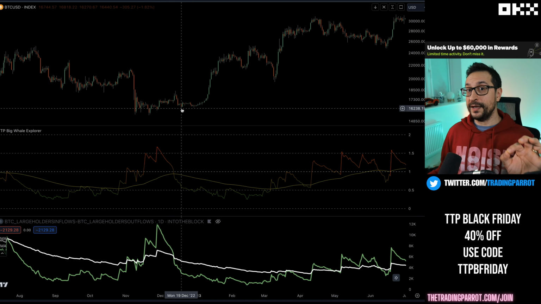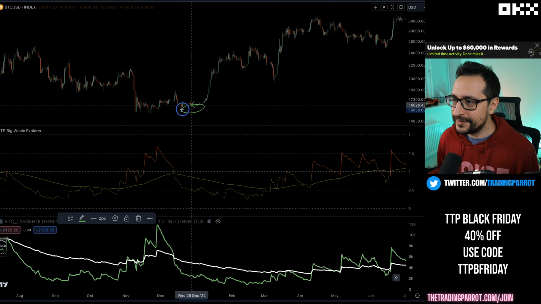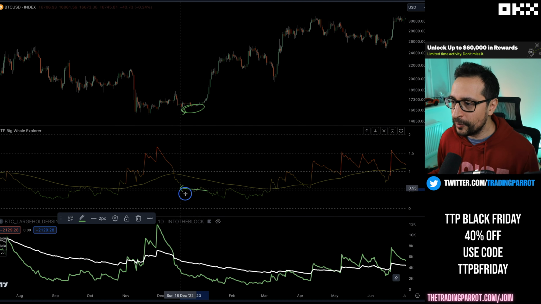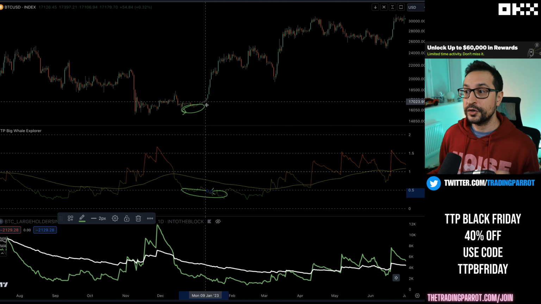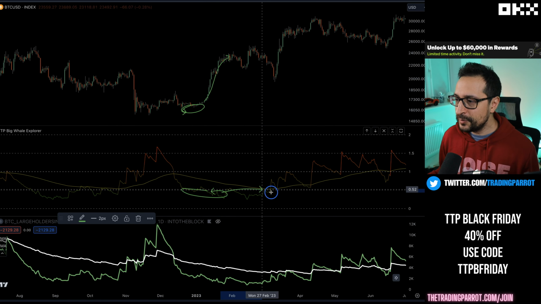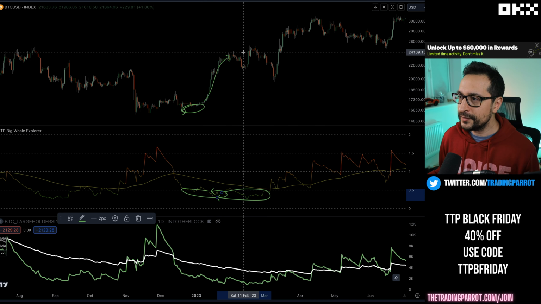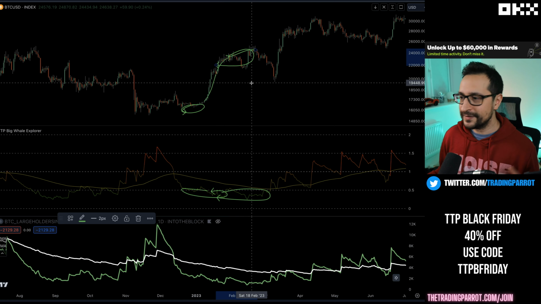And only once the whales started accumulating in this area here heavily below the 0.5, then that triggered the actual short squeeze to the upside. We can even see that this accumulation remained throughout this whole period. Even up until this top, they decided to keep withdrawing Bitcoin.